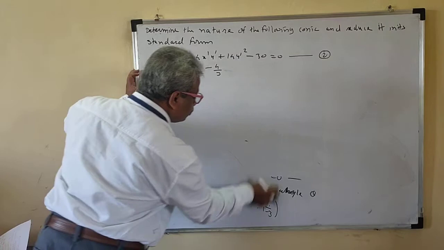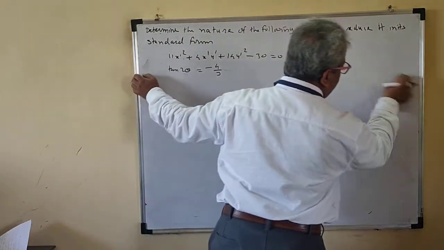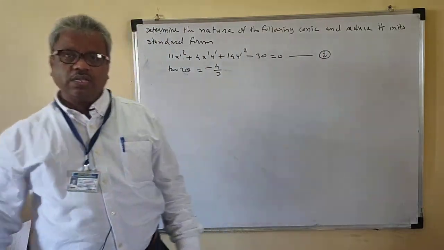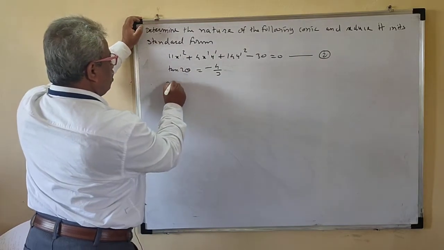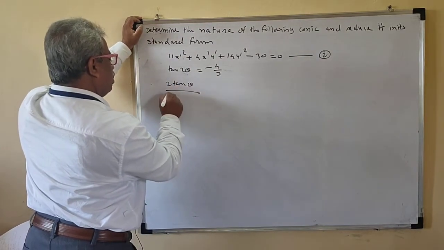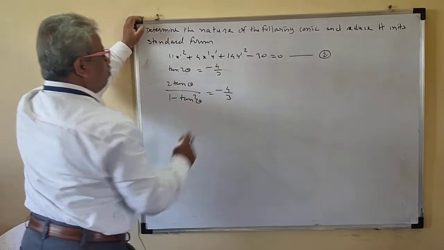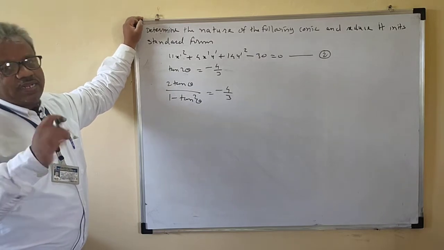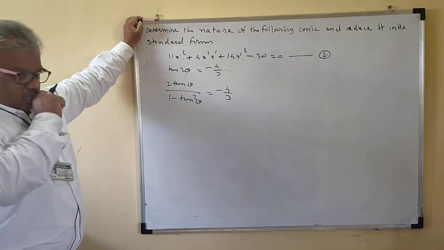Now we want sin theta and cos theta only. We don't want theta. We want sin theta and cos theta. We write a formula for tan 2 theta: 2 tan theta upon 1 minus tan square theta is equal to minus 4 by 3. So we find the value of tan theta. With the help of tan theta, we can obtain the value of sin theta and cos theta.